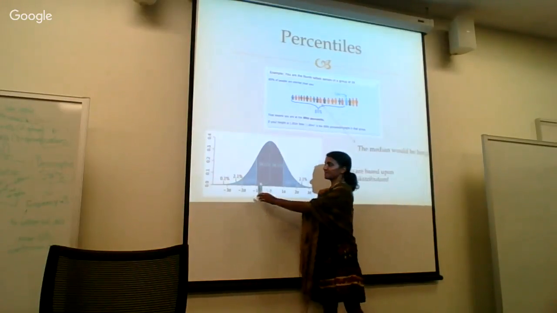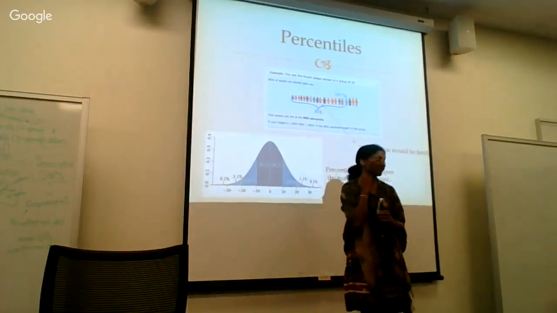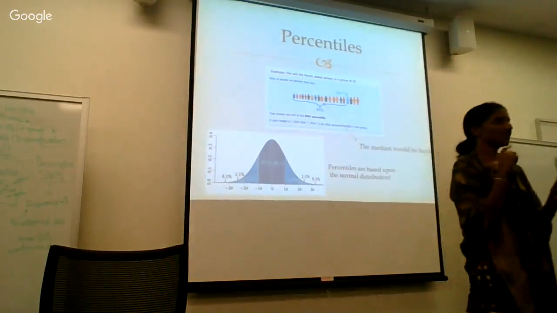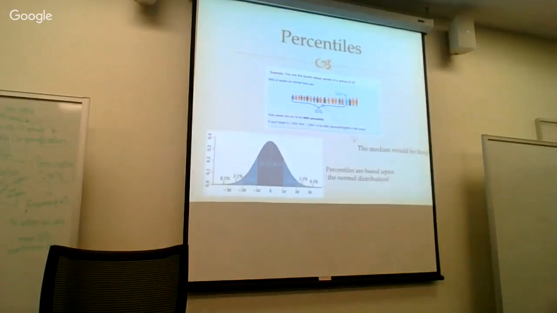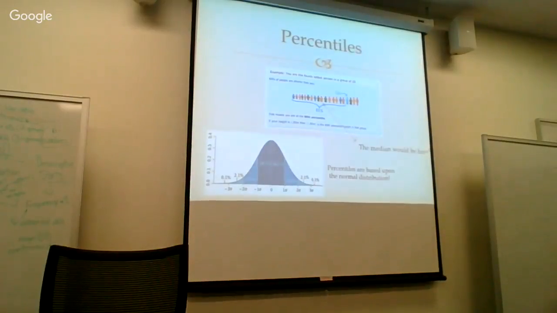And then the opposite occurs in the other direction. So that's what percentiles are. It's where somebody stands relative to the population. Okay, that's what a percentile is.